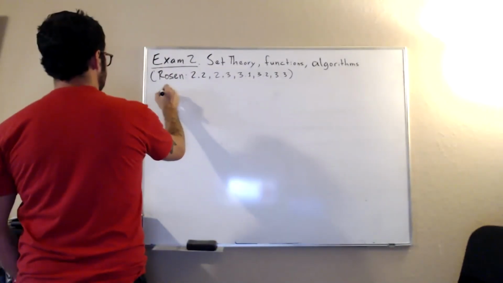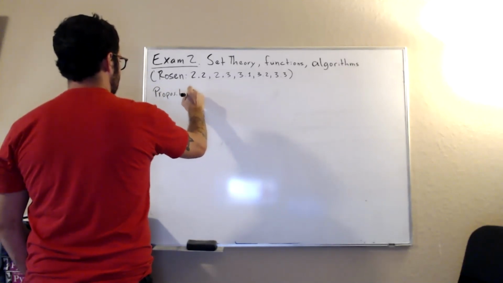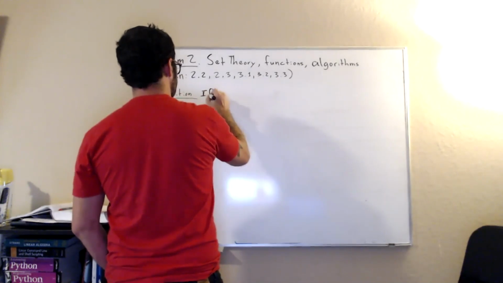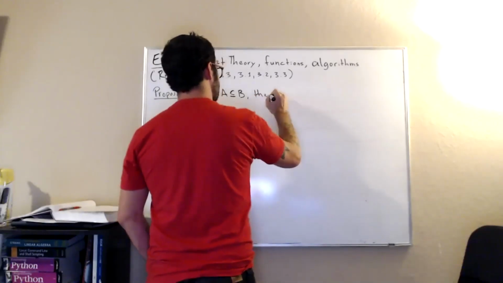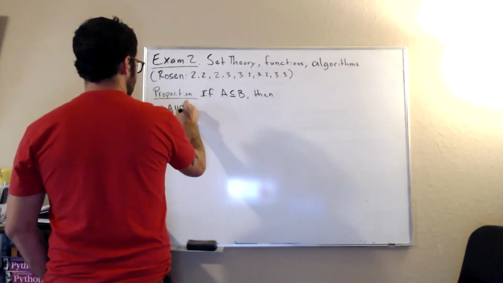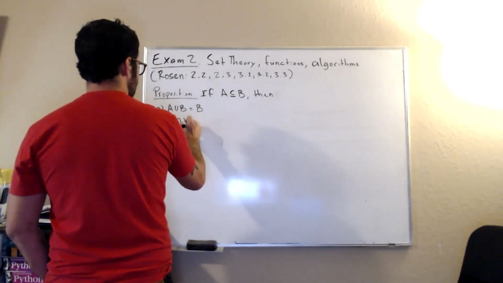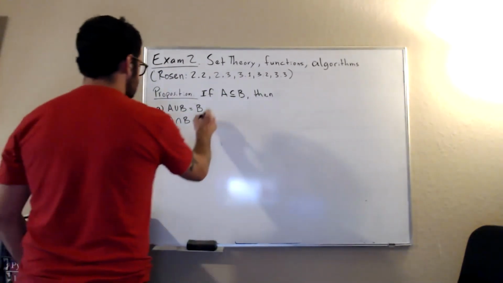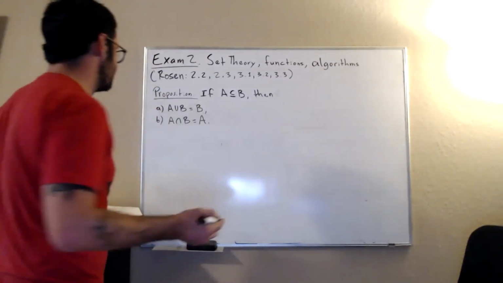Okay, so I guess like proposition. If A is a subset of B, then part A, A union B is equal to B, and then part B, A intersect B is equal to A. Okay. All right, so I guess I'll prove the first one.